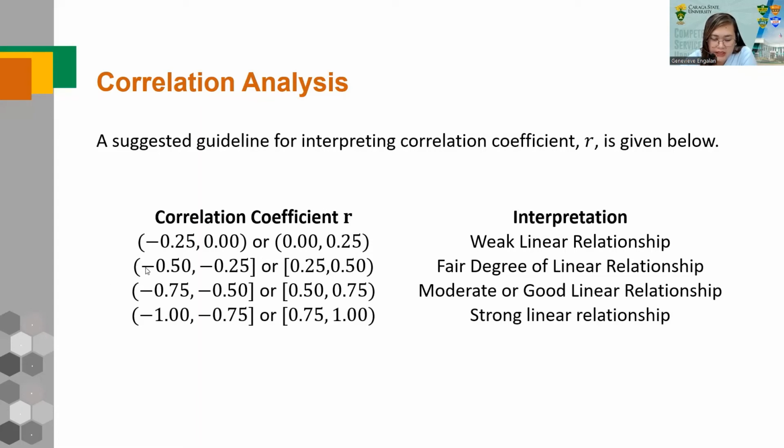Pag ani gani, walay labot si negative 0.5, meaning mas dako sa iya ha, but less than negative 0.25. Kini pod apil si 0.25 and kadtong mga dagko pa sa iya but less than 0.5. So that is fair degree of linear relationship. And we also have this moderate or good linear relationship. Kani sila strong linear relationship. So negative 1 to negative 0.75 and 0.75 to 1.